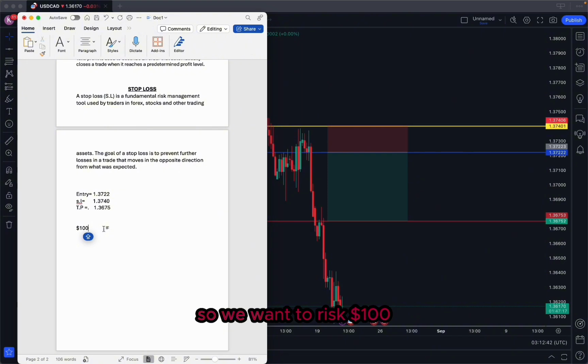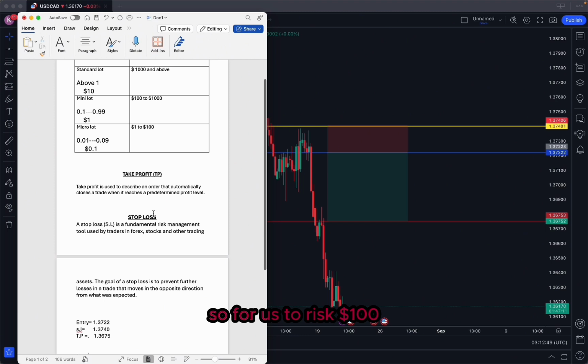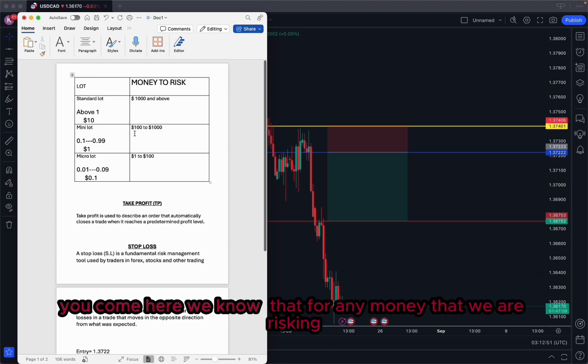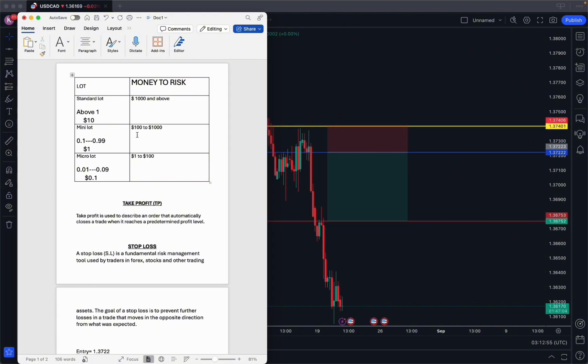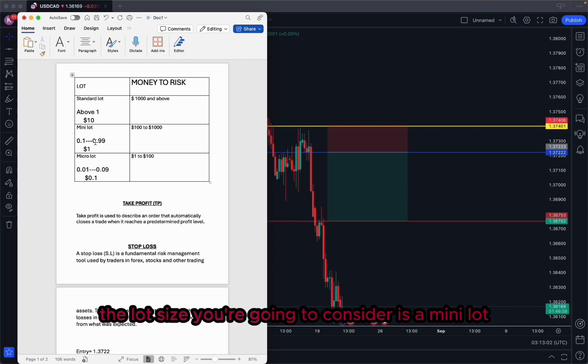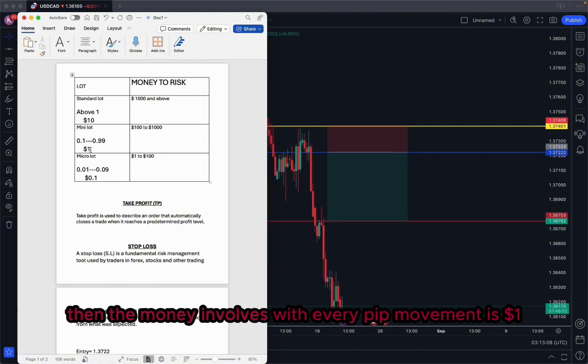So we want to raise $100 on this short position, or on this sell. For us to raise $100, you come here. You know that for any money that you are raising between $100 to $1,000, the lot size you are going to consider is a mini lot, and one mini lot starts from 0.1 to 0.99. Then the money involved with every pip movement is $1.